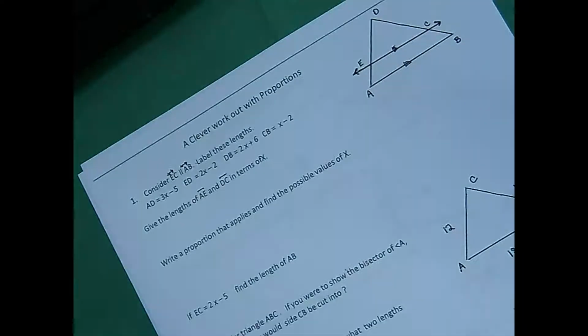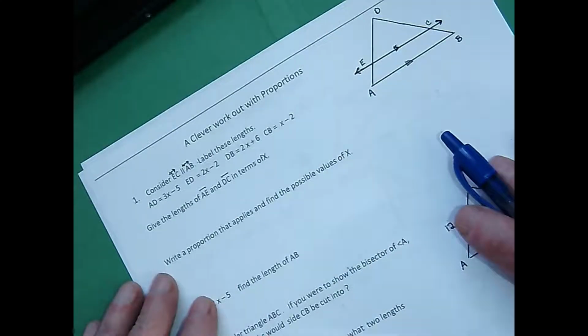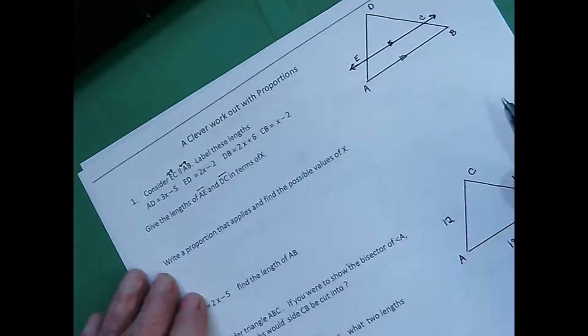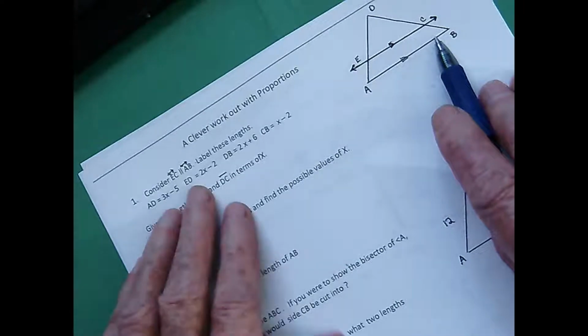Hi everybody. Here we have a clever workout with proportions. I'm going to work through this one with you, and then I'll give you some that are similar that you'll work out and show me that you could. It starts off with EC being parallel to AB and gives me this data.